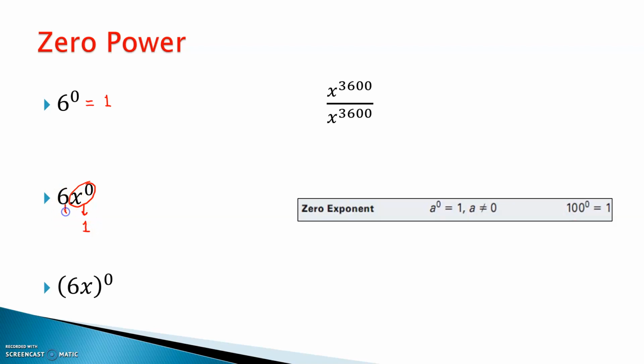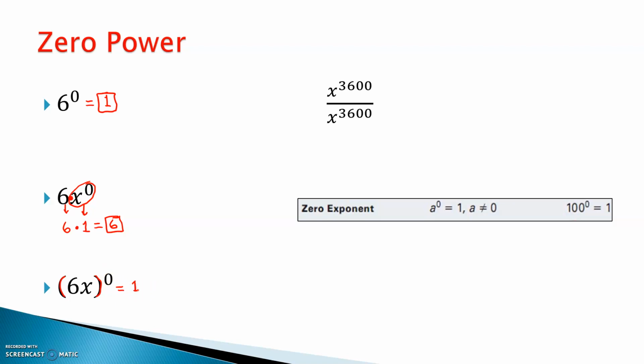Now again, when I drop down to 6, I'm not writing 61 here. What was happening between the 6 and the x? We were multiplying. So what is 6 times 1? 6. And that's it. Okay. Now notice the difference, right? This third one right here, everything was in parentheses. So who does the 0 belong to? Back here, the 0 only belonged to the x. Here it belongs to both of these, the 6 and the x, because it's in parentheses. So this entire problem to the 0 power is going to be equal to 1.